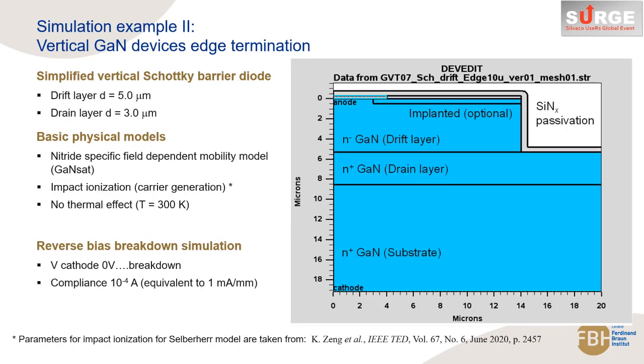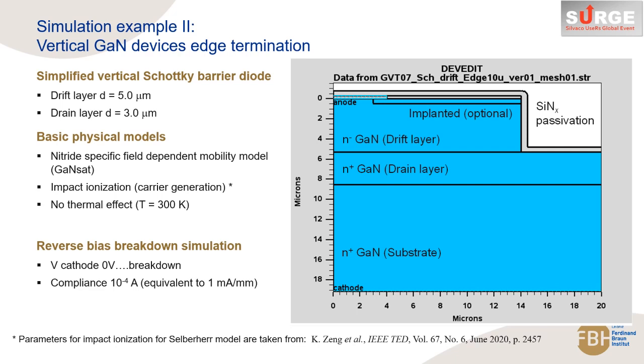For the second simulation example, we model the drift region and the edge termination in vertical GaN devices. To characterize a drift region epitaxial layer, we choose a GaN-based Schottky barrier diode. We would like to assess the reverse blocking strength of the drift region with different drift region doping concentrations and different edge termination geometries.